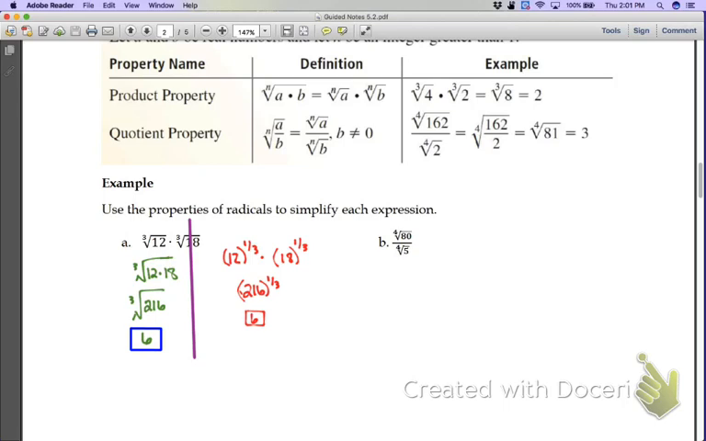Same way on B. Whenever I have anything like this, if they're both underneath the same radical with the same root, I can rewrite this as the 4th root. What is 80 divided by 5? 16. Again, look down my 4th list. Do I have 16 or a number that's divisible by 16? Yeah. What is the fourth root of 16? Plus or minus 2.